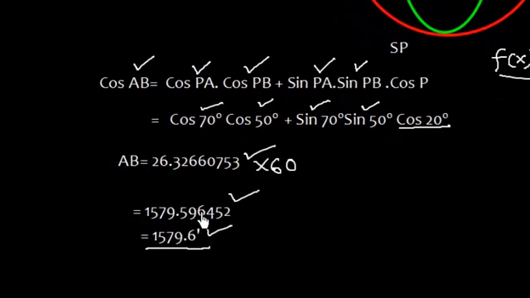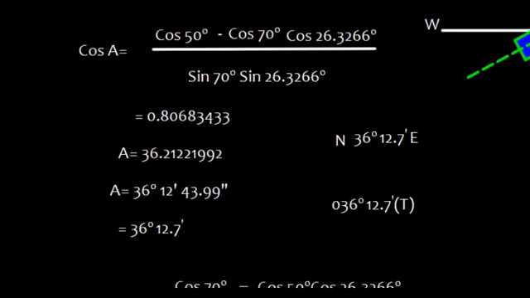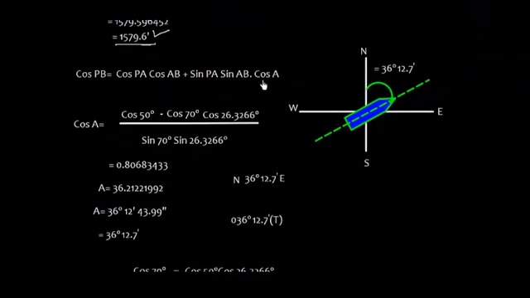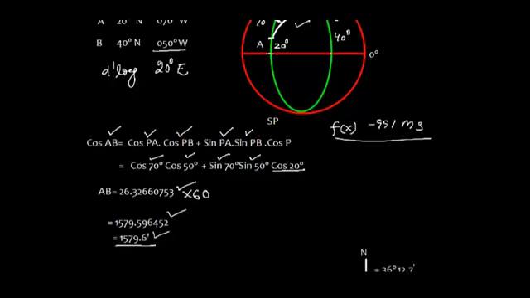Now if I need to find the initial course, again I can use this cosine formula. So the use of cosine formula is simple. Here cos PB is equal to cos PA cos AB plus sin PA sin AB into cos A. So this time we have used this formula considering cos PB, considering this side. This side is equal to cos of this side PA and PB plus sin PA and sin PB and cos of this angle cos A.